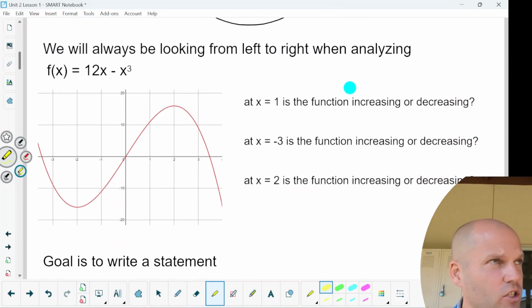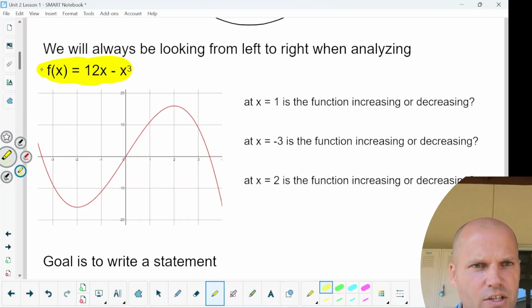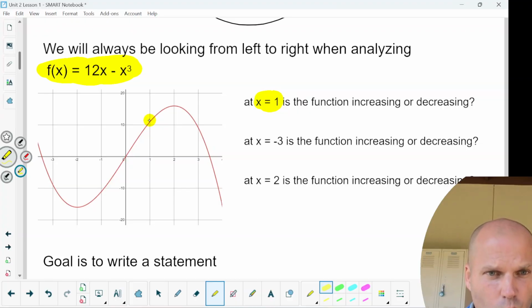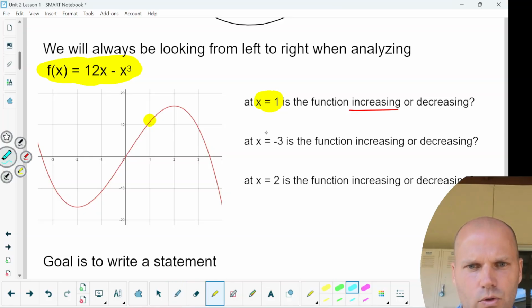Now, just as a reminder, we always look from left to right when we're analyzing functions when it's coming to turning to increasing or decreasing. I have a very basic, nice looking curving function that we're going to focus a little bit on, which is 12x minus x cubed. And the first question is, at x equals 1. Now, this is not an interval. This is a point. At x equals 1, is the function increasing or decreasing? Well, hopefully you're saying the function is increasing. It's going up from left to right. And if we look at x equals negative 3, you can see the function's going down. Okay, cool. It's decreasing.